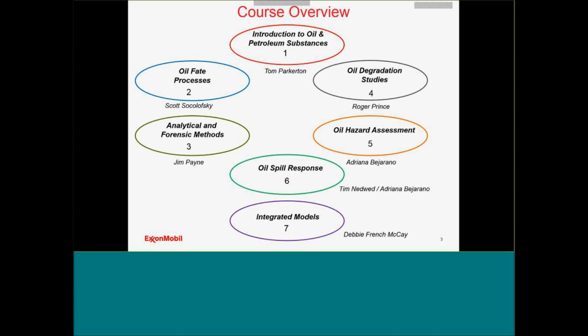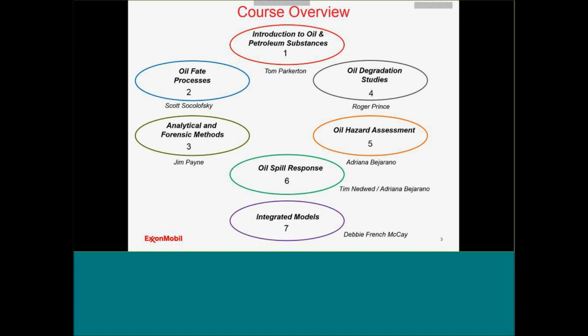The third module focused on analytical methods used to quantify oil, including both laboratory and field methods, as well as forensic techniques that are used to differentiate oil sources. The fourth module discussed principles for conducting oil degradation studies and practical lessons that had been learned from one of the field's experts over several decades. The fifth module provided an overview of the environmental hazard assessment of oils, including both toxicity to aquatic life as well as wildlife. So, for example, birds and marine mammals.